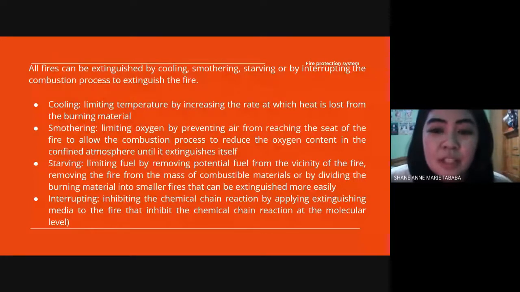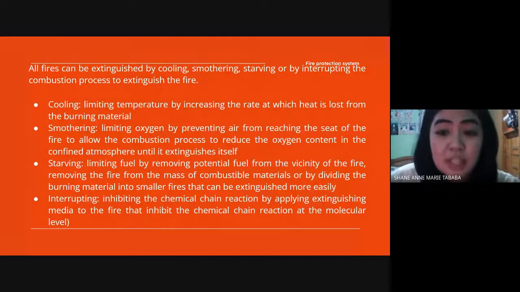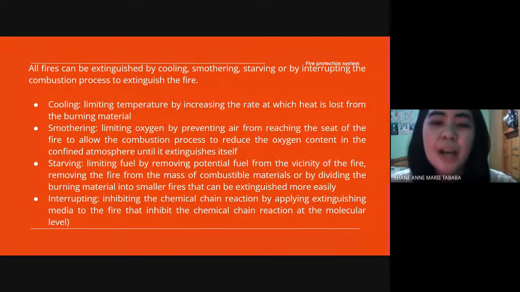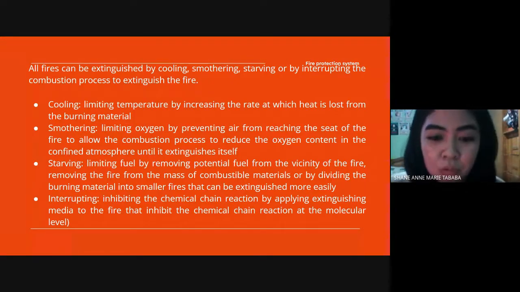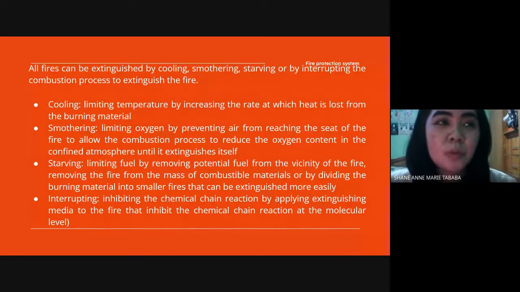So the third method is starving or separation. It is removing possible fuel from the area around the fire, separating the fire from the mass of combustible objects, or cutting the burning material into smaller flames that can be put out more quickly. All of these are methods of limiting fuel. What this means is we remove objects that can still burn. For example, on a farm where wood is burning and there are grasses or more wood nearby, we remove them so the fire does not spread and burn more of your farm.